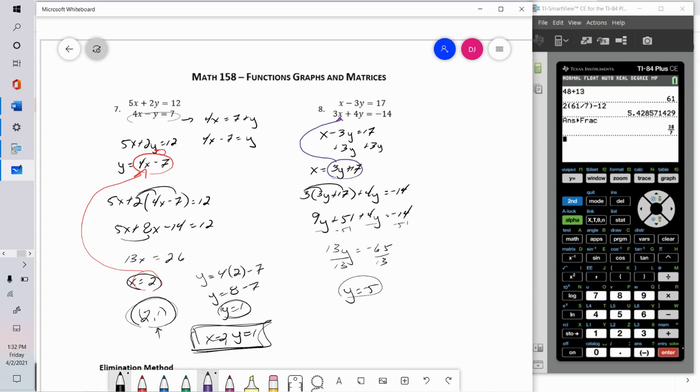I'm going to take that y value, substitute it back into that equation, solve for x. X equals 3 times the y value of negative 5 plus 17. X equals negative 15 plus 17. X equals 2. So my solution is the point 2, negative 5.